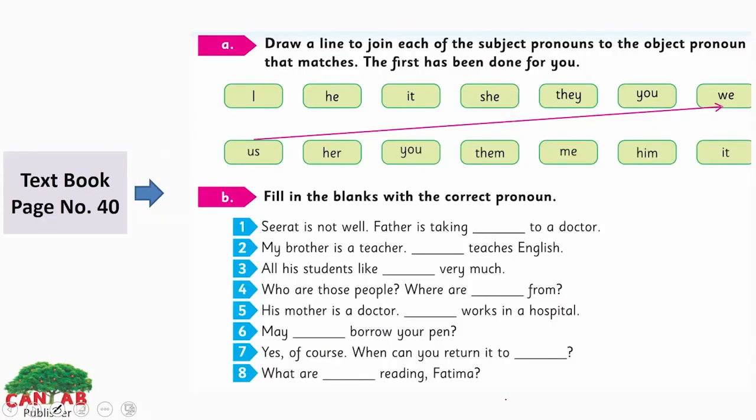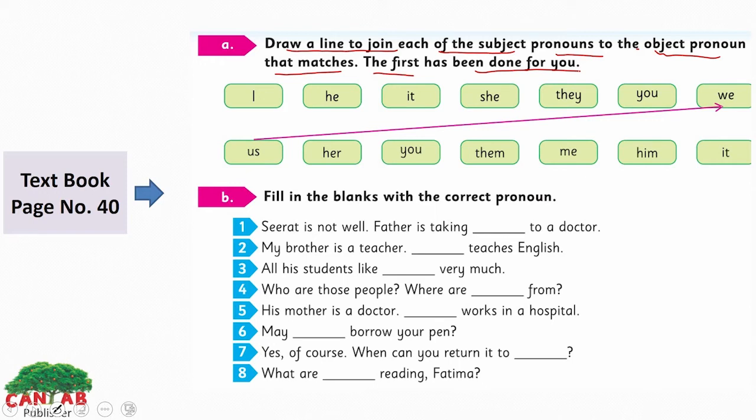Page number 40 of your textbook, Section A of your exercise. Draw a line to join each of the subject pronouns to the object pronoun that matches. The first has been done for you. We have gone through the table of personal pronouns, the first, second, and third person pronouns. Now you have to match this.